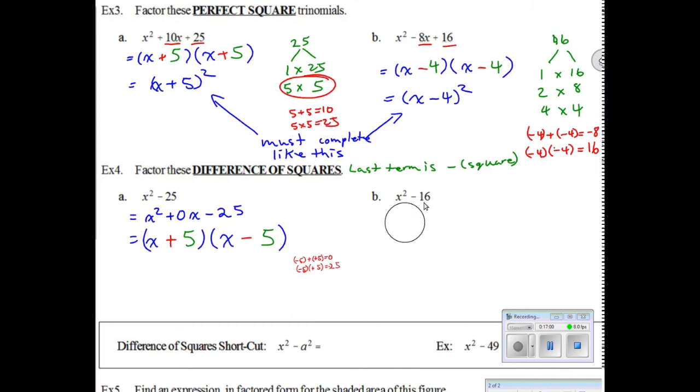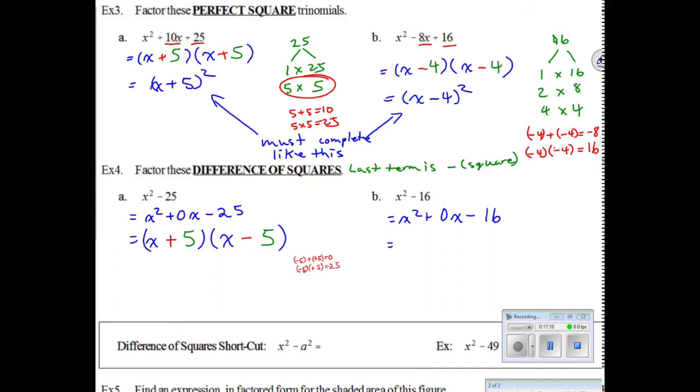So if I looked at 16 and I checked it, it's x squared minus 16. I go and check. I go, okay, the square root of 16 is 4. So I really think this final answer is going to be x plus 4, x minus 4. Let's check it. So now, let's go. You're going to write x squared plus 0x minus 16, right?